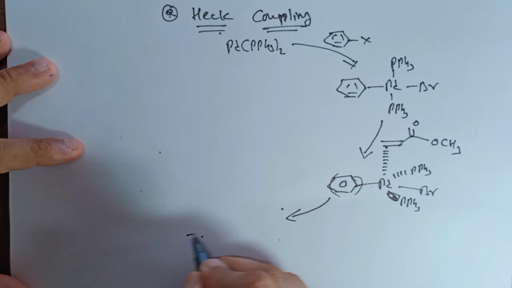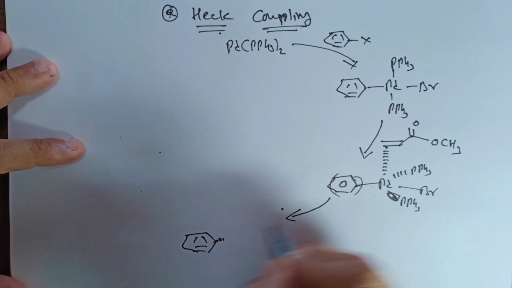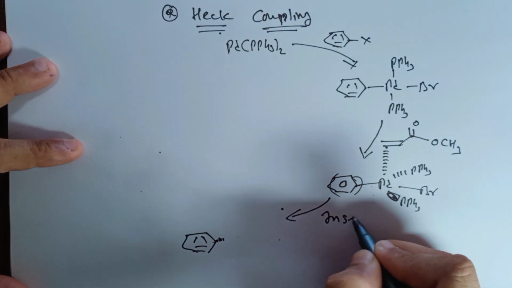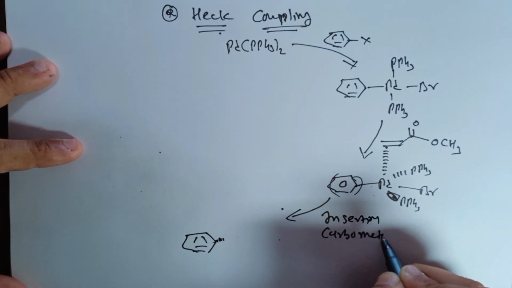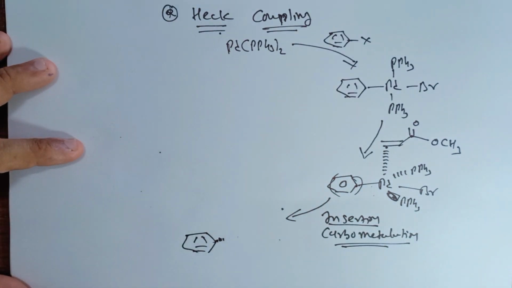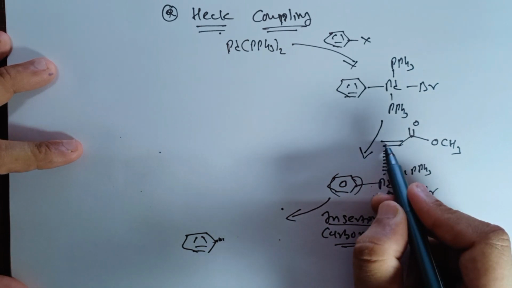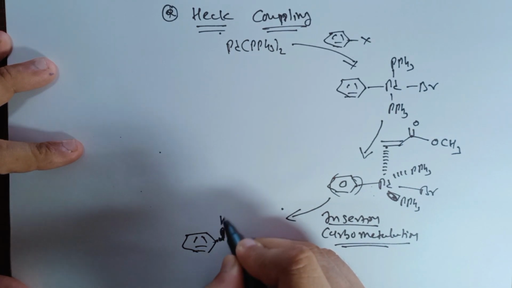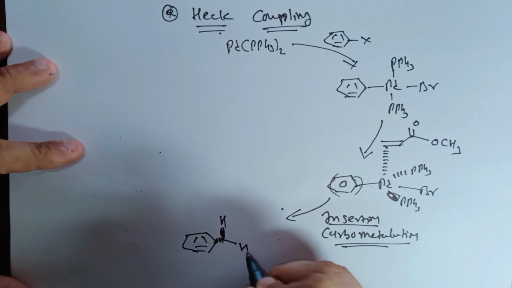So let's say from here, this is having the aromatic ring. Now this is inserted towards this compound. That is known as insertion, carbometallation. This type of reaction is known as insertion carbometallation. You have to remember this, the insertion carbometallation reaction. Now this phenyl ring is inserted towards this alkene group. So here the double bond will be broken. One hydrogen from the top side, and from the bottom side here we are having a hydrogen.